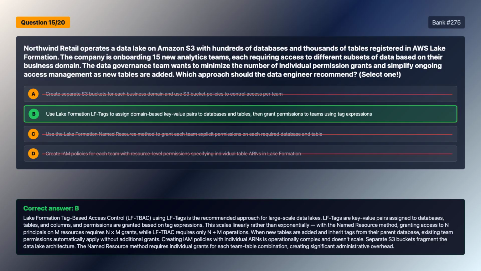Granting access to n principals on m resources requires n times m grants, while LFTBAC requires only n plus m operations. When new tables are added and inherit tags from their parent database, existing team permissions automatically apply without additional grants. Creating IAM policies with individual ARNs is operationally complex and doesn't scale. Separate S3 buckets fragment the data lake architecture. The named resource method requires individual grants for each team table combination, creating significant administrative overhead.